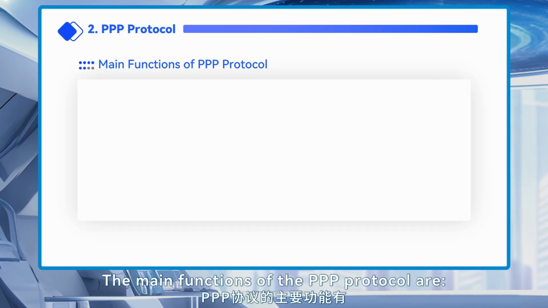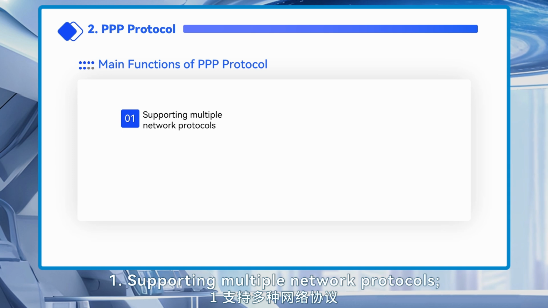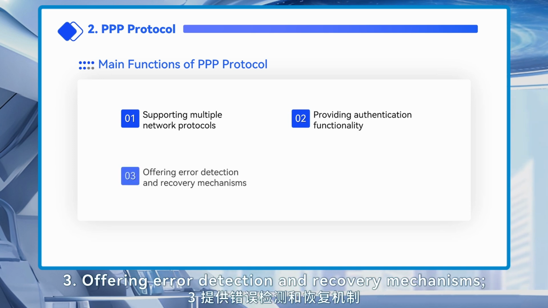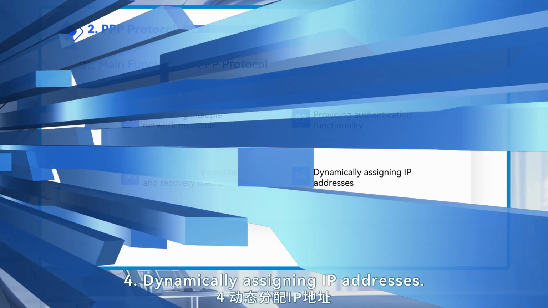The main functions of the point-to-point protocol are: 1. Supporting multiple network protocols. 2. Providing authentication functionality. 3. Offering error detection and recovery mechanisms. 4. Dynamically assigning Internet protocol addresses.